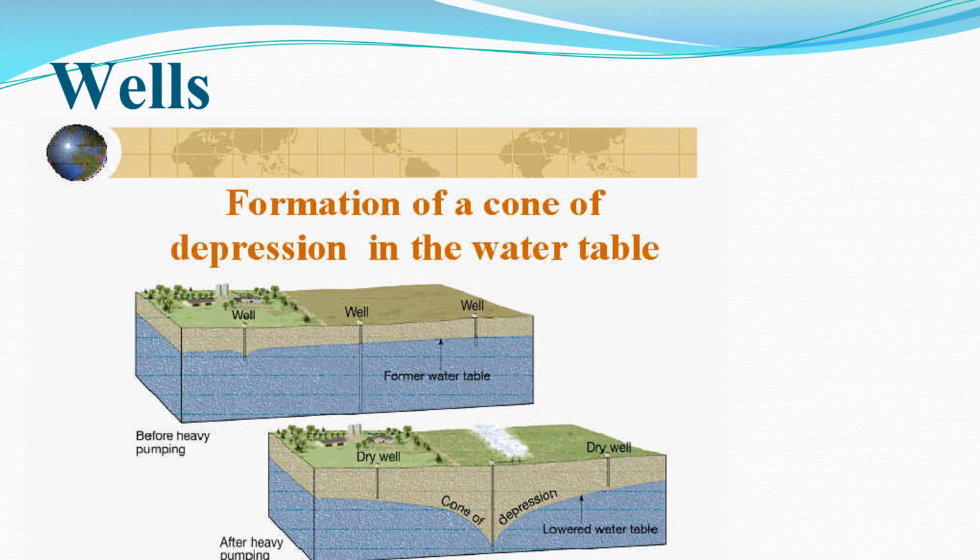So as you see here, the formation of the cone of depression and the water table. Before you stop pumping heavily, you notice that the water has been depleted in one area. And this can happen when you have to put in a different well because you have made an area.